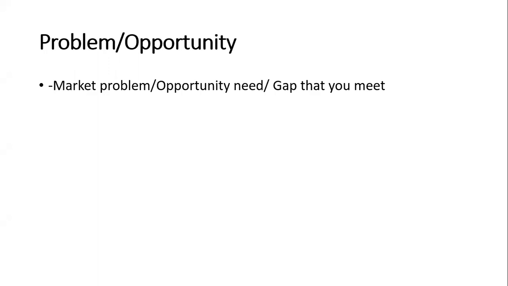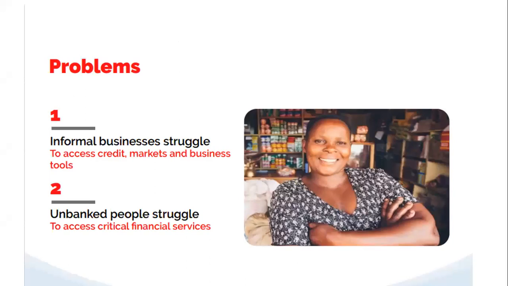Okay, so in this particular case, in your context, what market problem, what opportunity, what gap are you trying to fulfill? Now, an example, you can see this. Okay, this organization has noticed there are many informal businesses which are struggling to access credit, they are struggling to access markets, they are struggling to access business tools. Now, that is a problem they have identified. Okay, another problem they have identified is many unbanked people who are not using the bank are struggling to access critical financial services. So to them, that is a problem they have identified. Okay, so when they present the solution, it will be filling the gap or the problem that they have identified. Are we together?